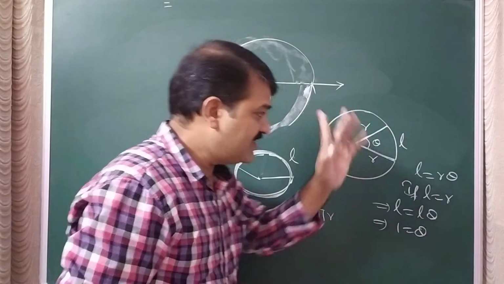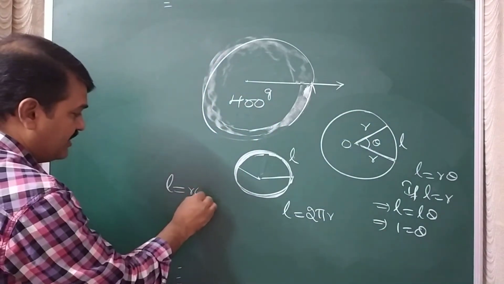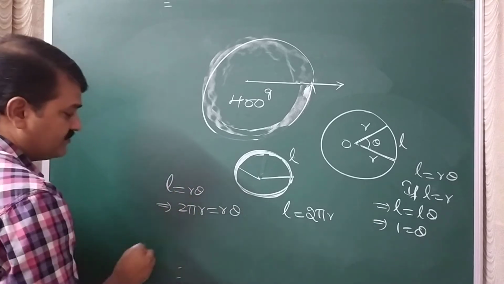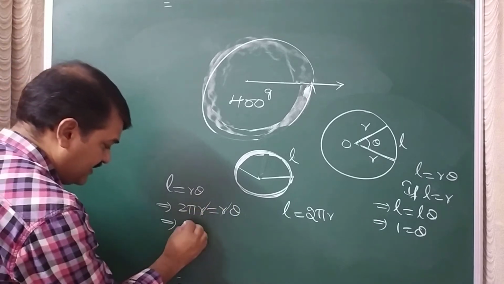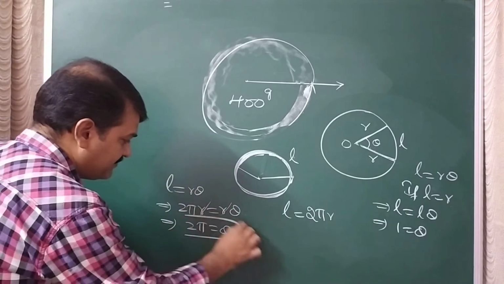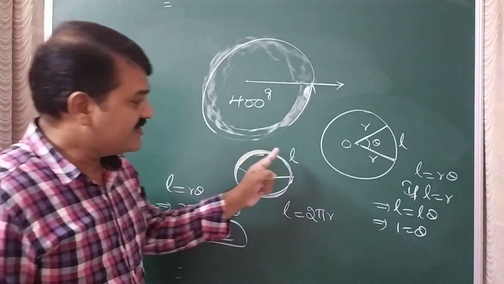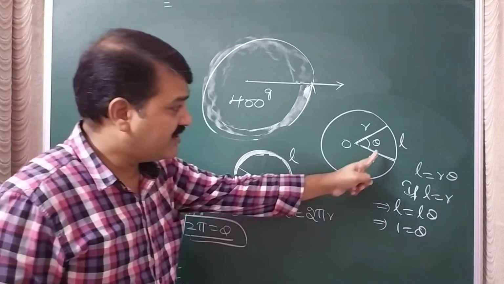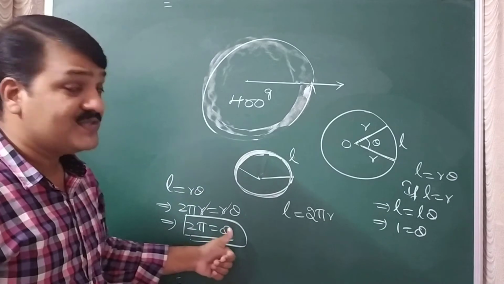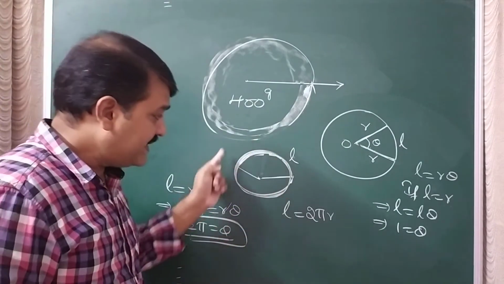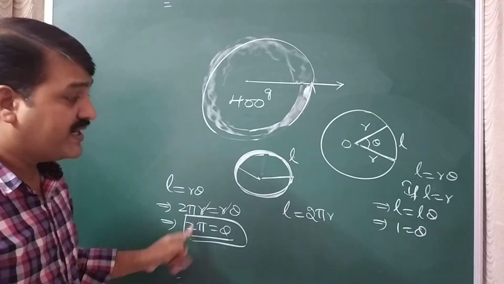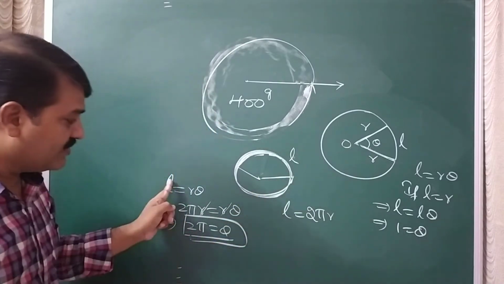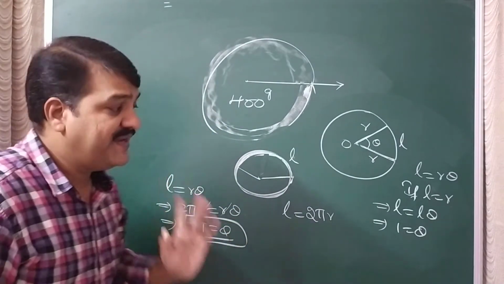I will substitute in this relation. Take L is equal to r theta. Substitute 2 pi r in place of L. Both sides, r we can cancel. So 2 pi is equal to theta. So when the length of the arc is taken as the full circle, the angle we are getting is 2 pi. Whatever angle we are getting in place of theta is 2 pi. Therefore, for one complete circle, we are going to get 2 pi radians. For one complete circle, when L is equal to 2 pi r, we will get 2 pi radians.